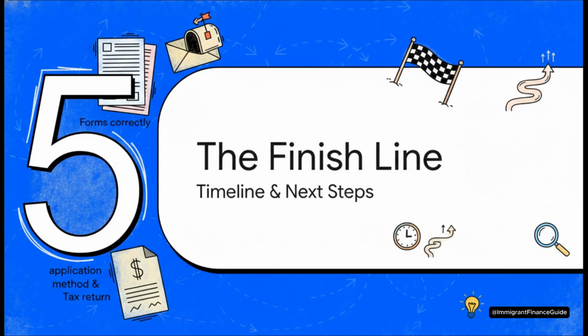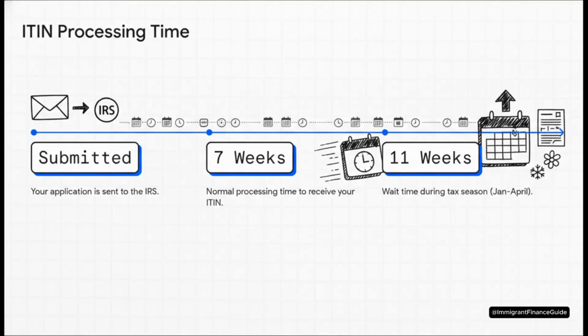So you've done all the hard work, you've put your package together, and you sent it in. Now what happens? Well, let's look at the timeline. Once the IRS has your application, the clock officially starts. On a normal day, you can expect your ITIN to show up in the mail in about 7 weeks. But, and this is a big but, if you apply during that super busy peak tax season, which is roughly January to April, you've got to be more patient. The wait time can jump up to 11 weeks. So planning ahead can make a huge difference here.